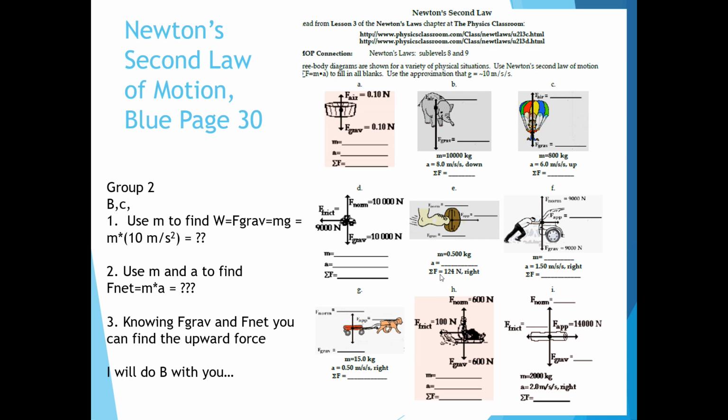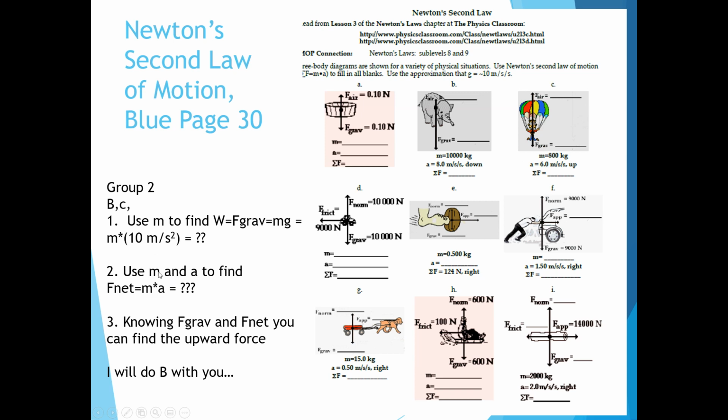So now the second group, I kind of just go in alphabetical order here, that B and C look very similar. They gave us the mass and the acceleration here, but they did not give us the forces or the net force. So the first thing that you can do, you can take the mass, multiply it by 10, and find the weight, which is the same as the force of gravity.